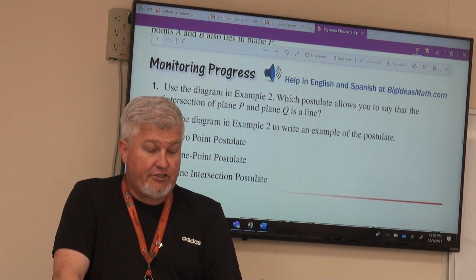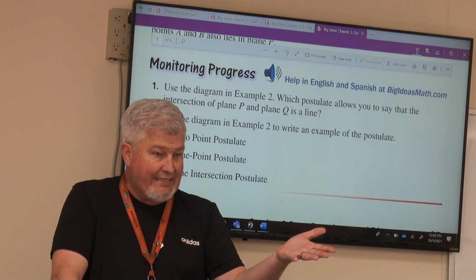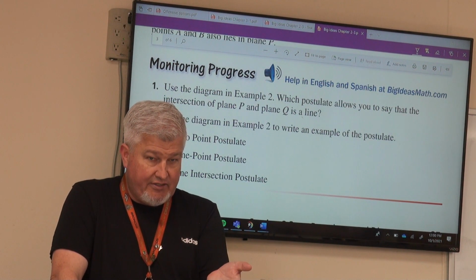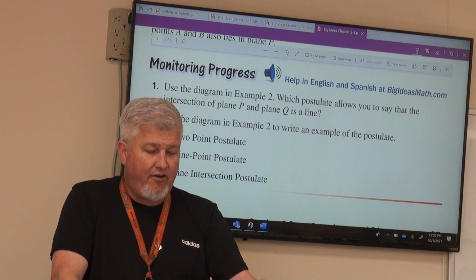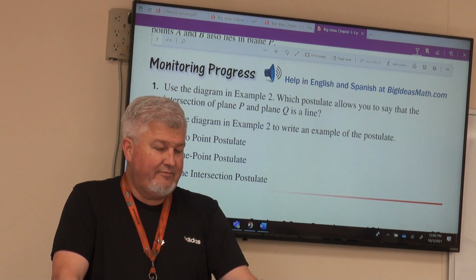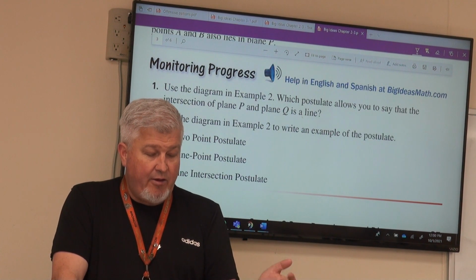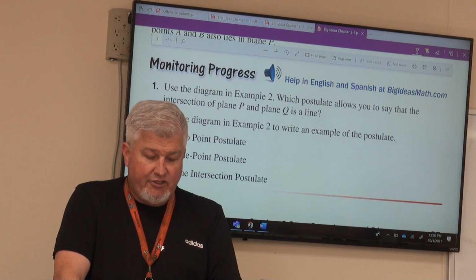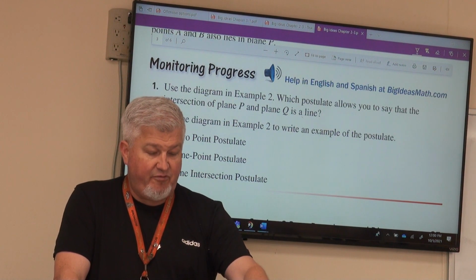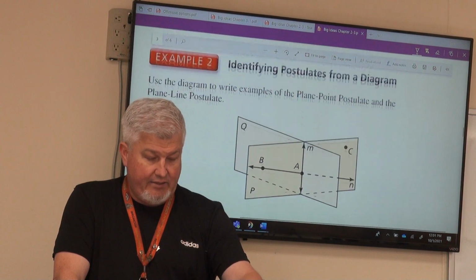So here is monitoring progress, where you are now supposed to do the work yourself. If you're watching this, read the instructions and then pause. So it says use the diagram. Oh, I'm sorry. We'll pause now. And we're back. All right. So the first one says use the diagram in example 2. Which postulate allows you to say that the intersection of plane P and plane Q is a line?